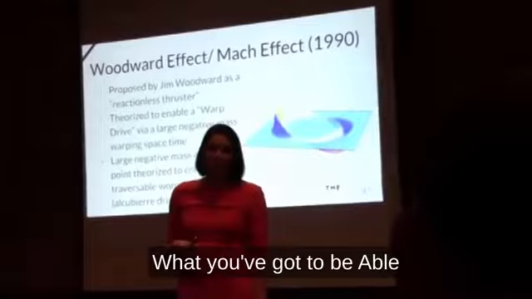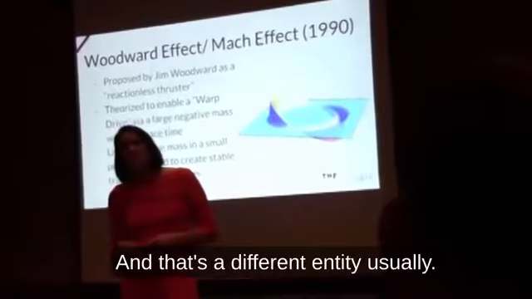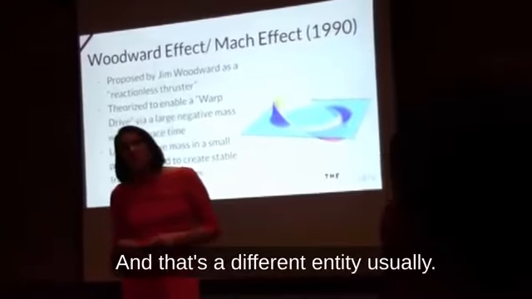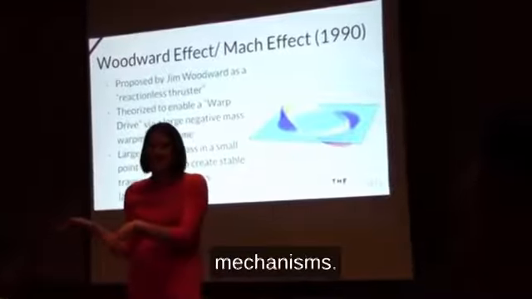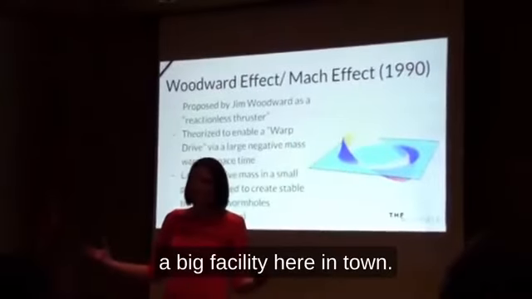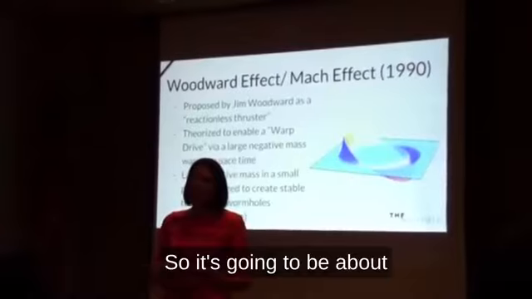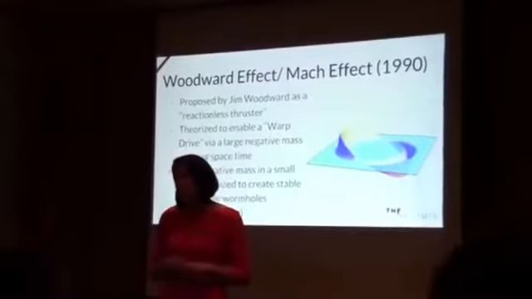You've got to be able to get someone to manufacture it, get something valuable out of it. And that's a different entity usually. Yeah, so we put the resources into funding the research, and we put the resources into making money off of the research, which is commercialization or patent sales or licensing or a variety of mechanisms. And then right now we're closing money to build a big facility here in town. It's going to be about a 100,000 square foot facility.